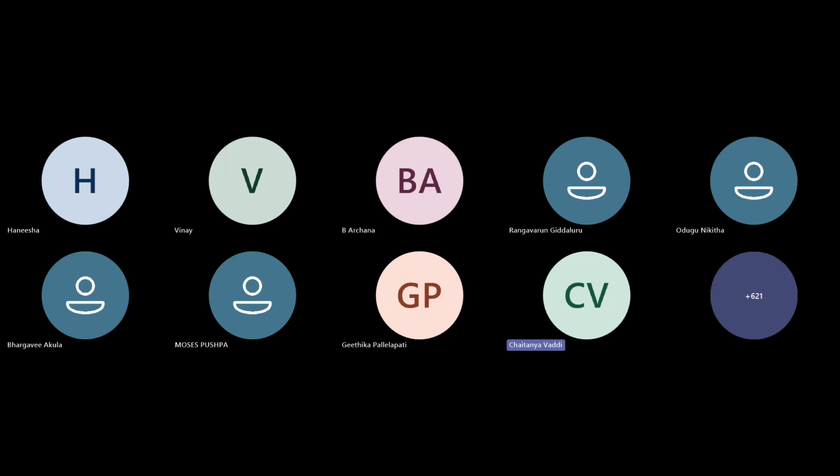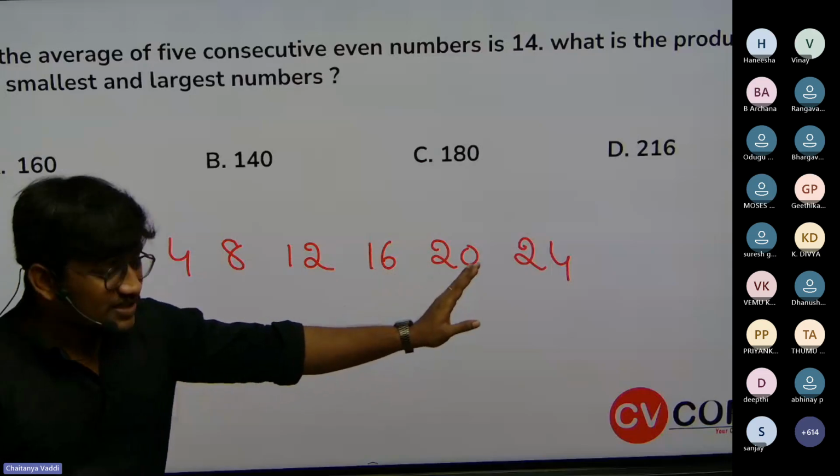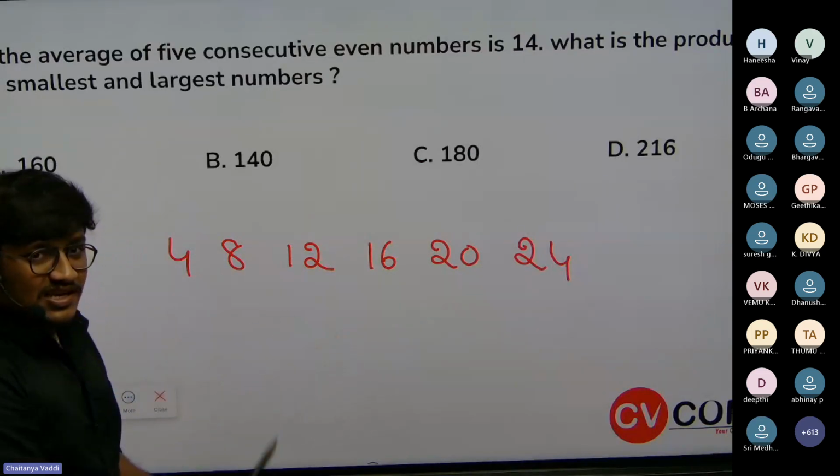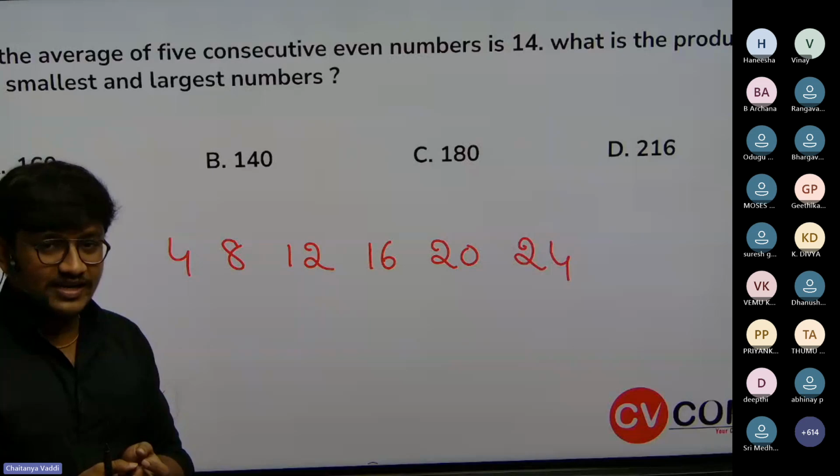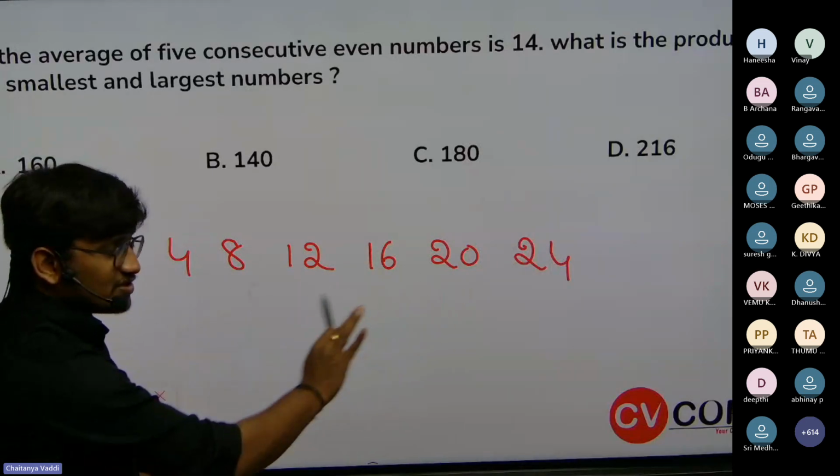And I have a question in the chat box. Somebody asked, sir, you are explaining when we have 5 numbers, so what if we have 6 numbers? Very simple. Let me take an example: 4, 8, 12, 16, 20, 24. What will be the average of these numbers? We have a total of 6 numbers. It is difficult for us to find the middle number, right? Because we have 3 numbers and 3 numbers, there is no middle number.